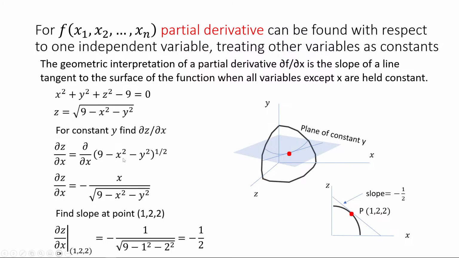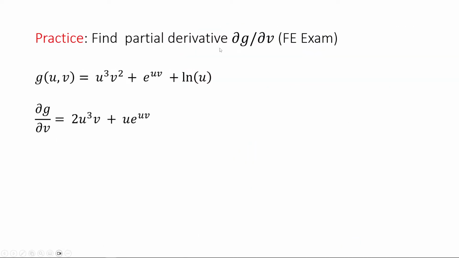So you only get 2x, and then this will go away with this 2. So you get something like this. So try to solve this. And then if I want to evaluate the slope at a point, you just evaluate your partial derivative at this point, and that slope here would be like negative half, for example. Yeah, so this is some practice problem.